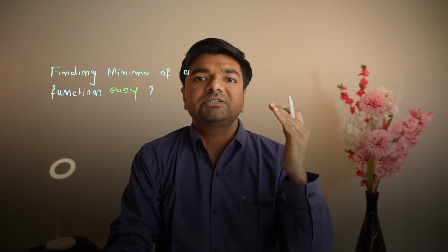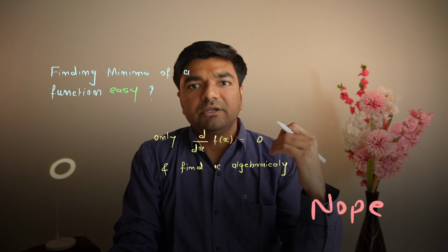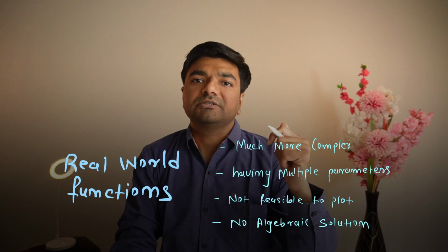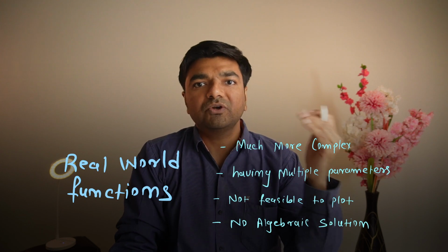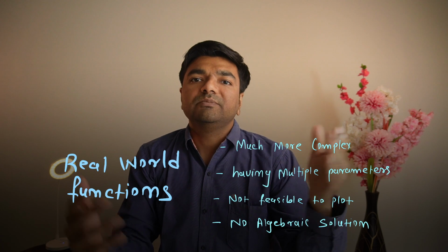From this exercise you might be thinking that finding the minima of a function is very easy. Just take a derivative, make it 0 and calculate x. But in actuality it's not that easy. Real world functions are much more complex. They have multiple parameters, in thousands and lakhs, and because of that it is also not feasible to plot them, and they do not have any algebraic solution.